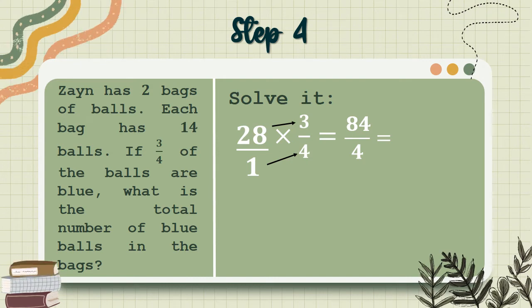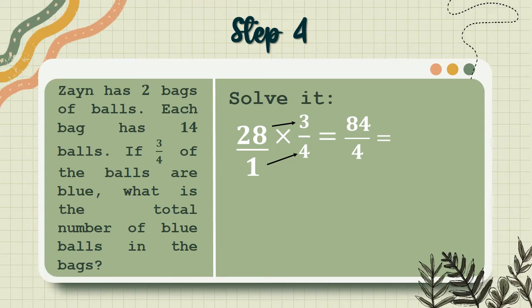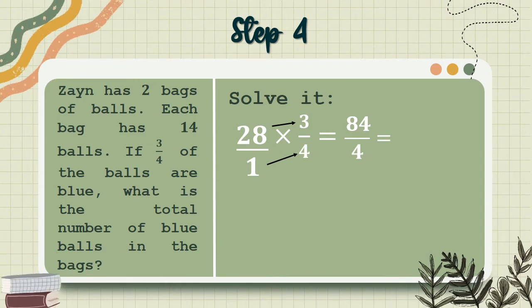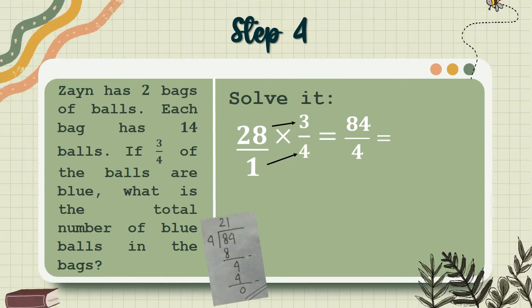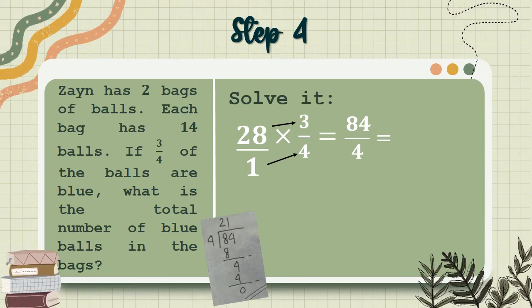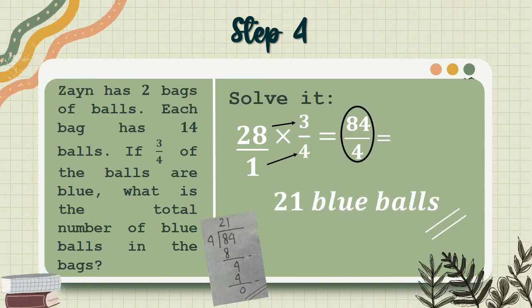Now we have this improper fraction, 84 over 4. We need to make this into a mixed or whole number. We can do that with long division. I'm going to do it underneath the problem, 84 divided by 4, and we end up with 0 remainder. So we can say that there are going to be 21 blue balls.